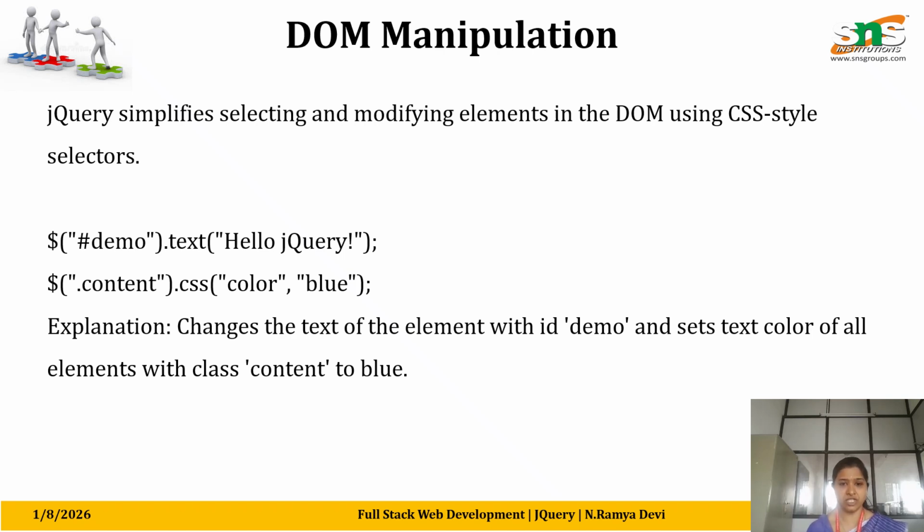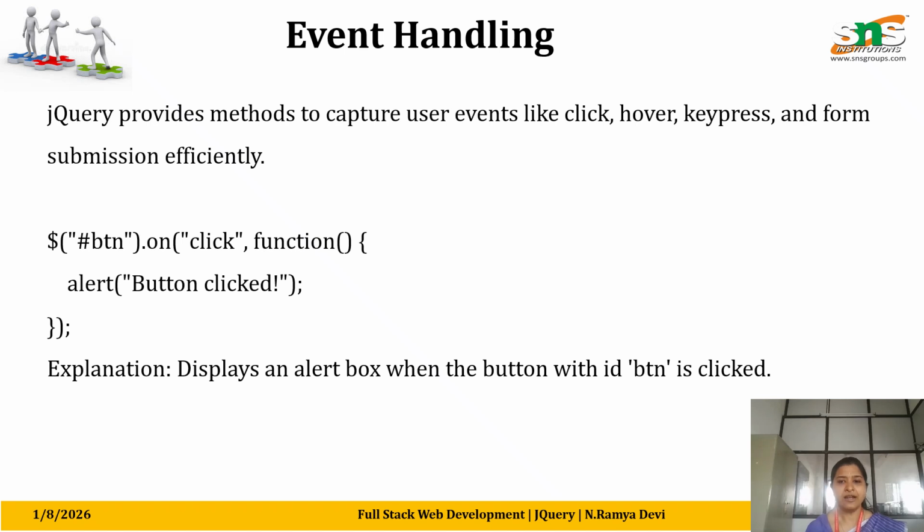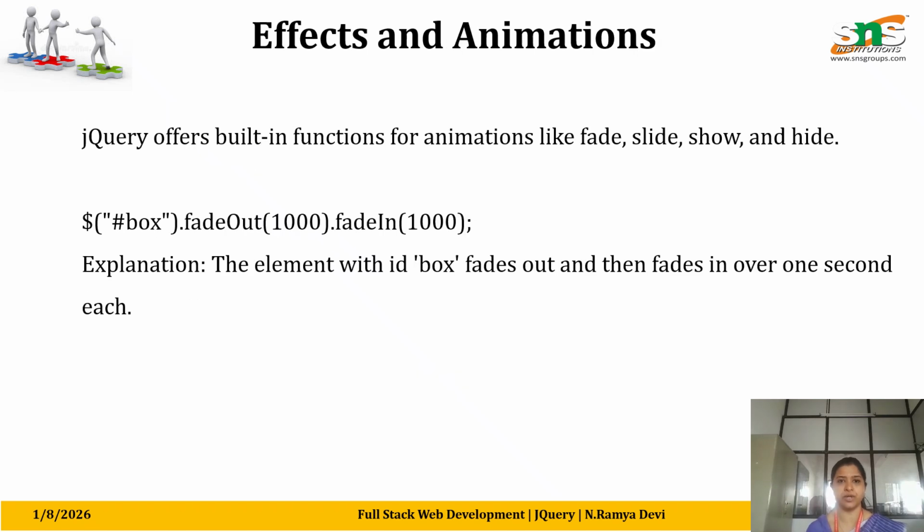And this is the code for DOM manipulation. Here we change the text of the element with ID demo, and it also sets the text color of all the elements with the class content to blue. Here jQuery simplifies selecting and modifying elements in the DOM using CSS selectors. And here we display an alert box when the button with ID btn is clicked. It provides methods to capture user events like click, hover, key press, and form submission very efficiently in jQuery.